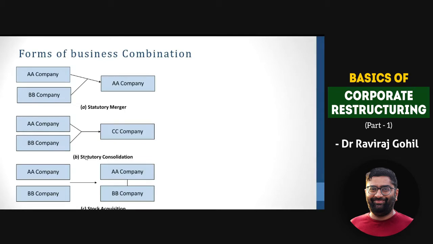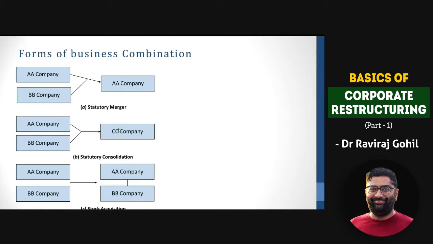In second case, you have something called a statutory consolidation. So in a statutory consolidation, there are two companies, AA and BB. Both of them lose their separate legal entity, and by merger, they become a new company called CC. So in merger, one of the companies may survive and the other company will lose its separate legal entity. In case of consolidation, both the companies will lose their separate legal entity and a new company is formed.